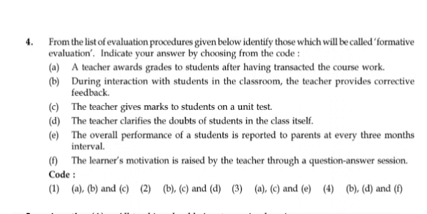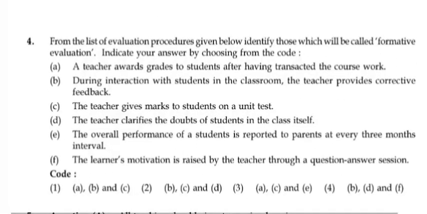So we have to go through the 1, 2, 3, 4, 5, 6 options, then we have to choose the correct one. A says a teacher awards grades to students after having transacted the coursework. B, during interaction with students in the classroom, the teacher provides corrective feedback. C, the teacher gives marks to students on a unit test. D, the teacher clarifies the doubts of students in the class itself. E, the overall performance of students is reported to parents at every 3 months interval. F, the learner's motivation is raised by the teacher through a question-answer session. Now these are the options. A, B, C, B, C, D, A, C, E, and D, F.